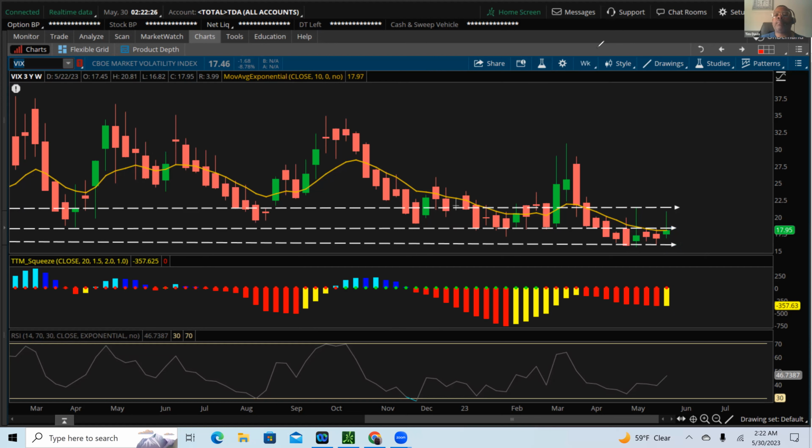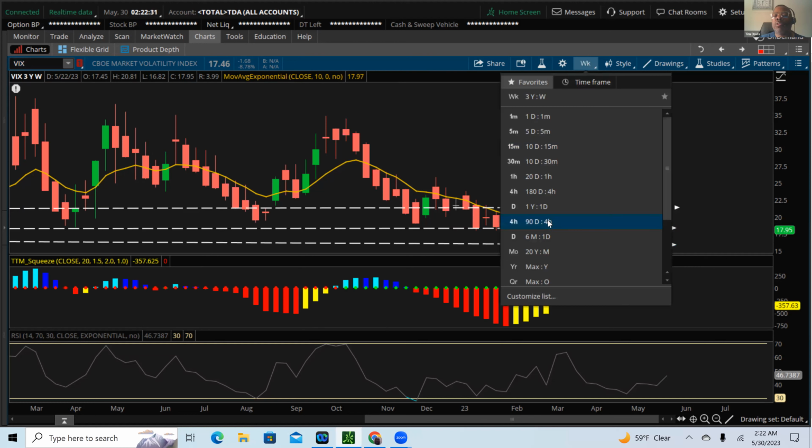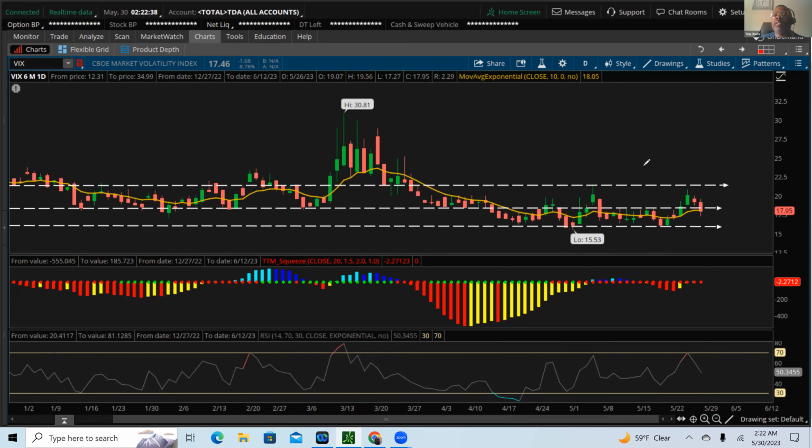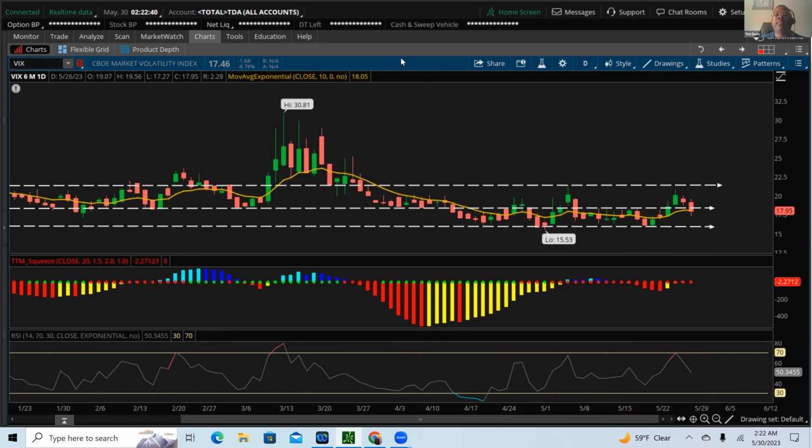Now, we'll look at a quick VIX daily before we move on to the next chart I want to show. See how that VIX got that move above 19 and quickly got rejected on the daily chart. You see that rejection above it and right back down.